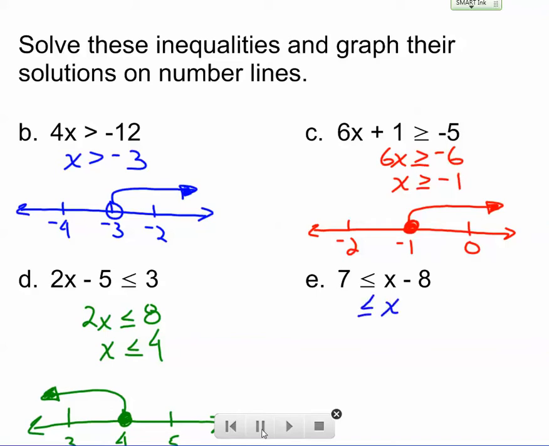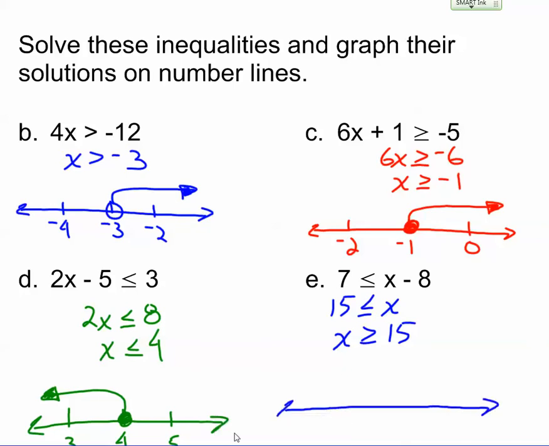And the last one, let's add 8 to both sides. Pause right there. If we add 8 to both sides, we'll get 15 is less than or equal to x. That's the same thing as saying x is greater than or equal to 15. Hopefully you see how that works when you flip everything around. You have to flip the inequality as well. And then we'll graph it.